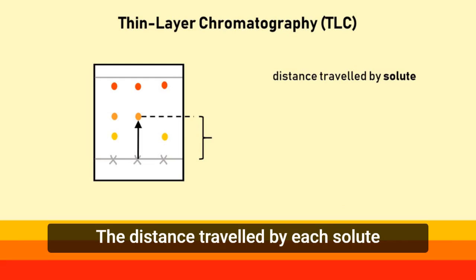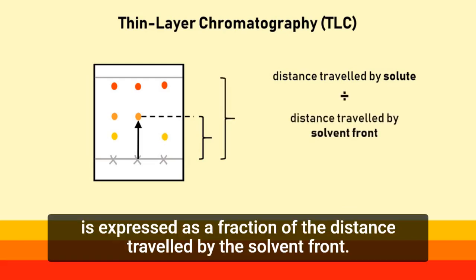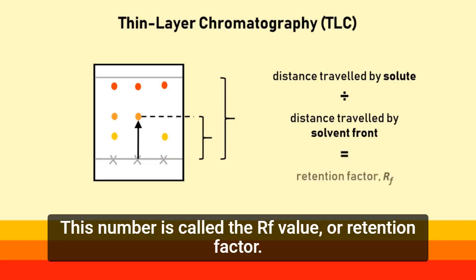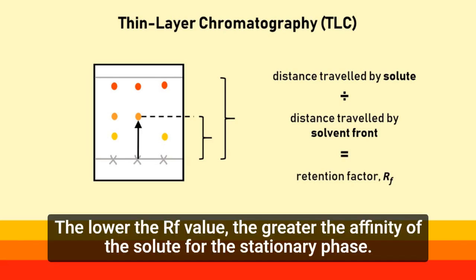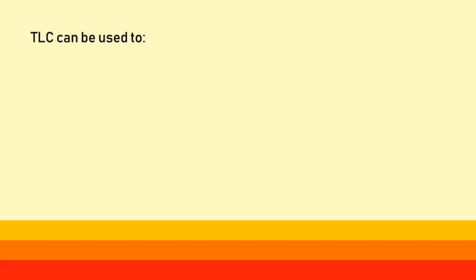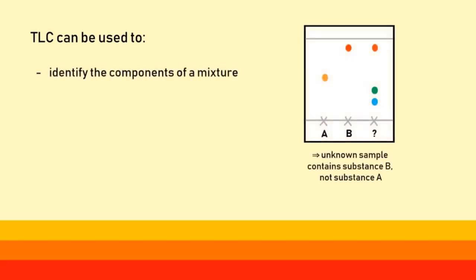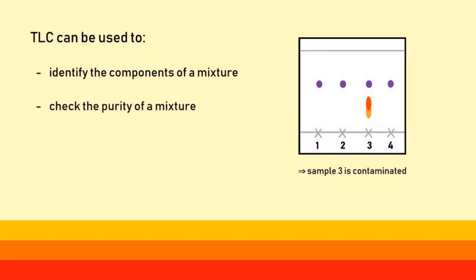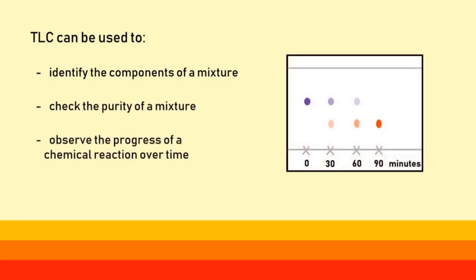The distance travelled by each solute is expressed as a fraction of the distance travelled by the solvent front. This number is called the RF value, or retention factor. The lower the RF value, the greater the affinity of the solute for the stationary phase. Thin layer chromatography can be used to identify the components of a mixture, check the purity of a sample, or observe the progress of a chemical reaction over time.